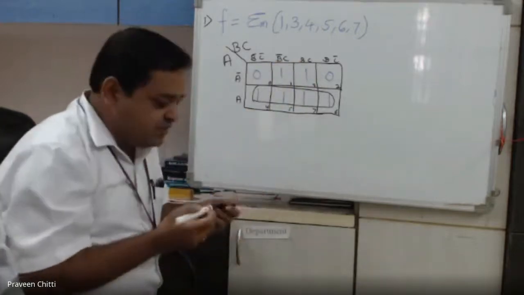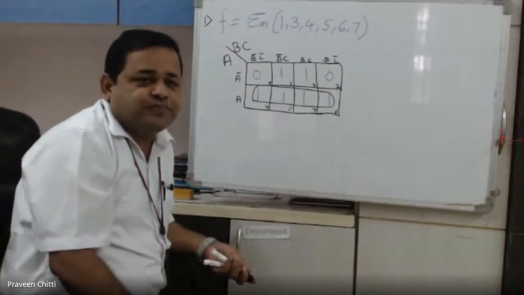Ultimately, we have to cover all the minterms. That is what we need to do. So what should we do? In a pair, only one variable is eliminated. In a quad, we can eliminate 2 variables. So we can take the quad.